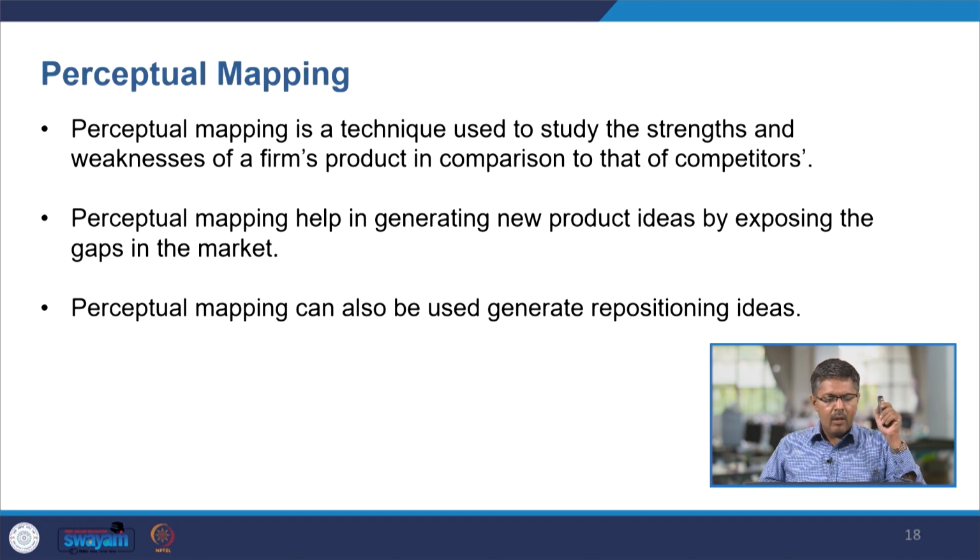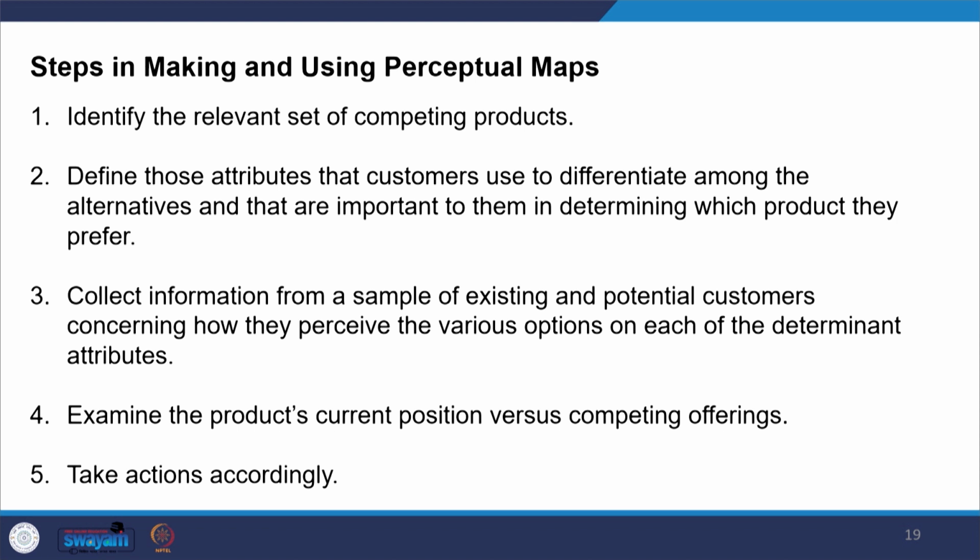Then we have something called perceptual mapping. This technique is used to study the strength and weakness of a firm's product in comparison to that of its competitors. Perceptual mapping helps in generating new product ideas. It also helps in repositioning your ideas. Now, what is that? Let us see with an example. Okay. So, perceptual mapping, as you can see here.